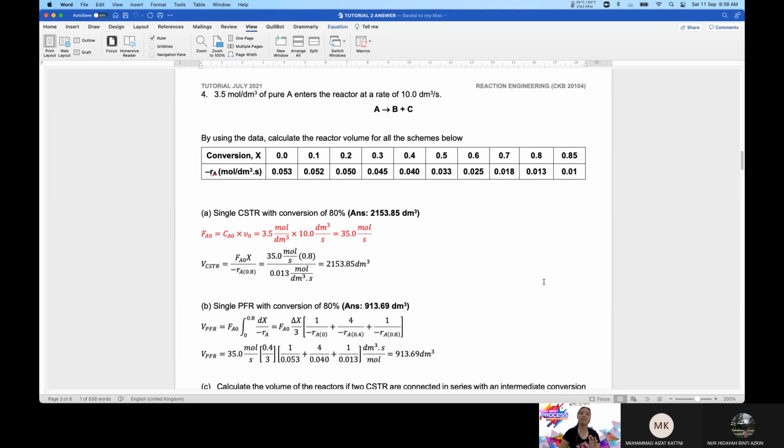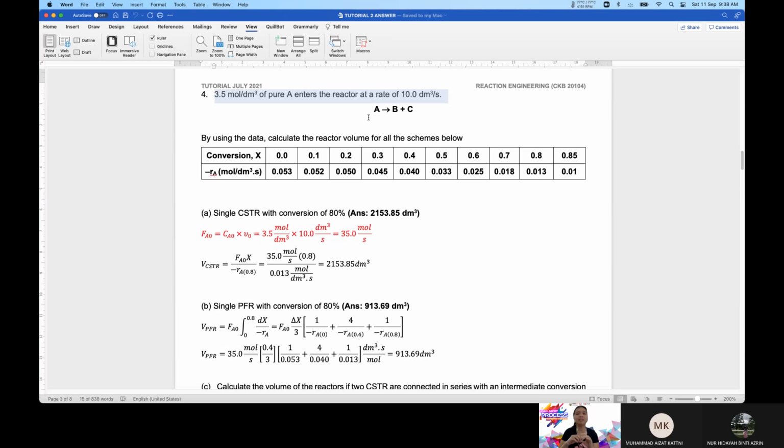So level sphere plot, beza dia hanya information tu dalam bentuk 1 per minus RA melawan X. Kalau table, X dan minus RA. Okay, so tu je beza. Yang minus RA tu berbeza dalam bentuk plot compared to table. Okay. So let us go to table punya soalan. Okay, this is 3.5 mole per dm cube of pure A enters the reactor at a rate of 10 dm cube per second. And dalam tindak balas dia, A produce B plus C.